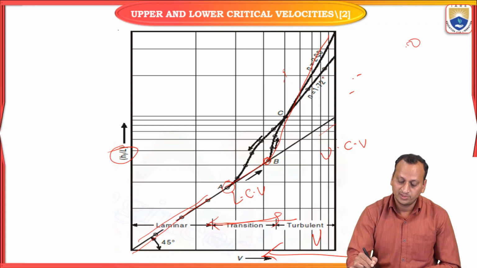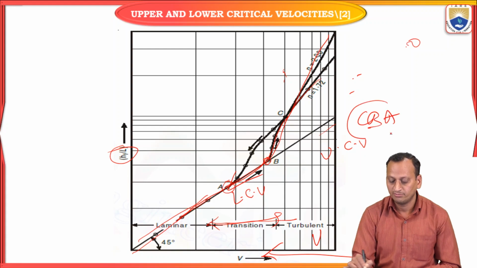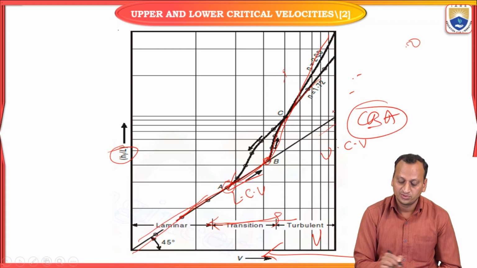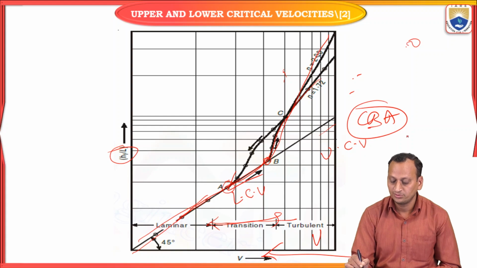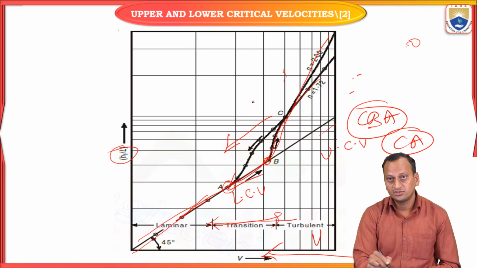But in the ideal case, it has to flow in this direction only, via B, C, B, A. It should come through C, B, A, but it won't come through B; from C it directly reaches A while you are decreasing the velocity. It will be flowing in this direction.